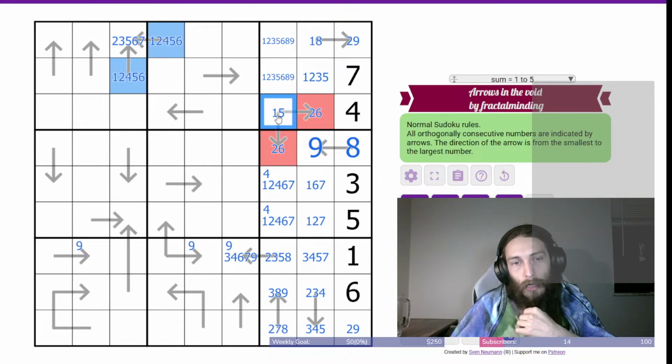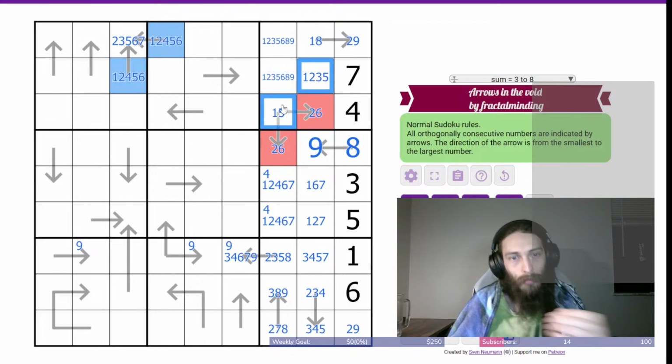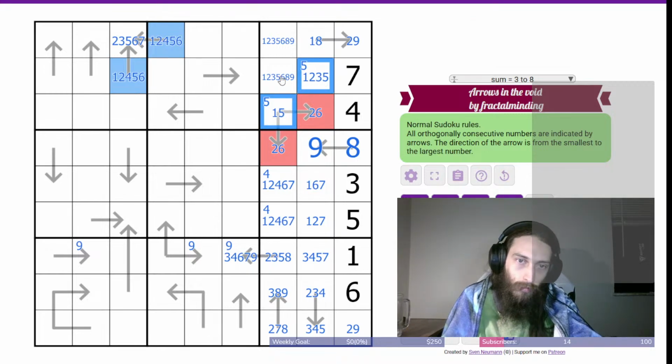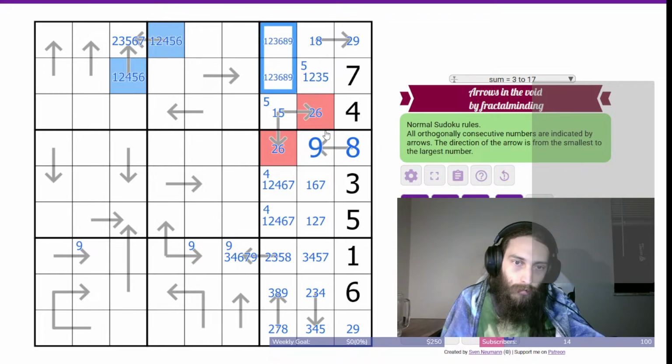If this is a 1, this is a 2, but then that couldn't be a 3, so it would have to be a 5. So that means 5 is one of these two. So we take 5 out of there. Which means this can't be 6 ever.